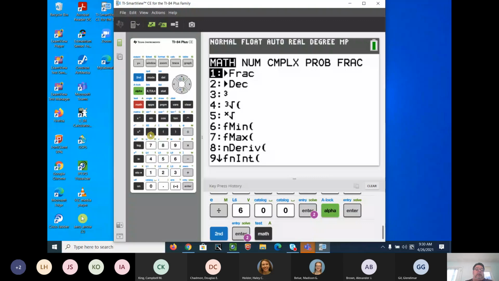There's the EE key right there. I just saw the EE key. It's above the comma.